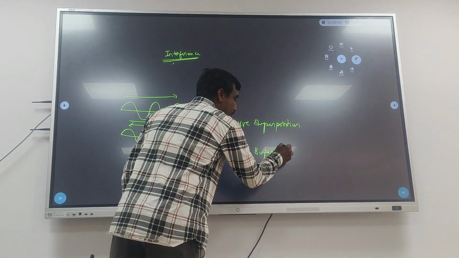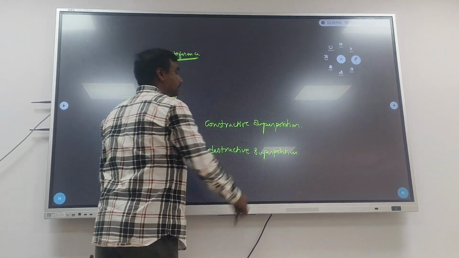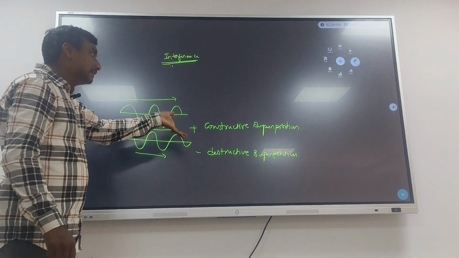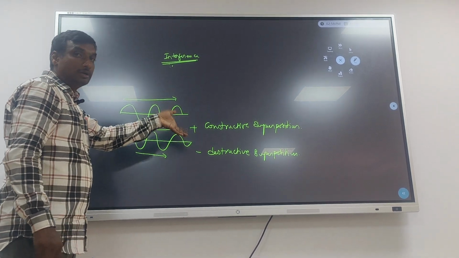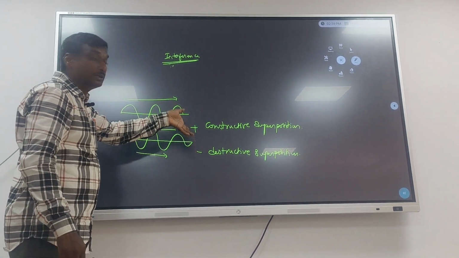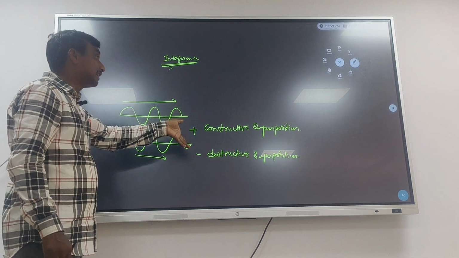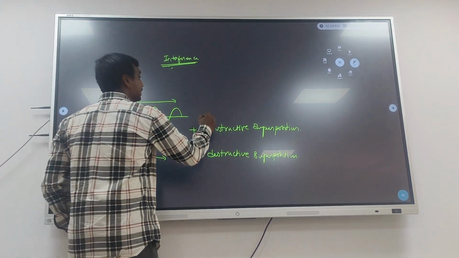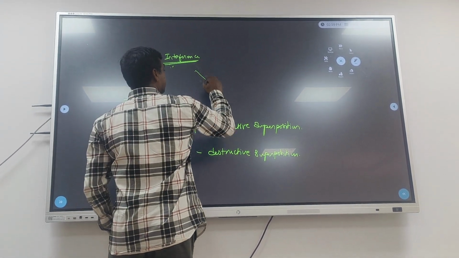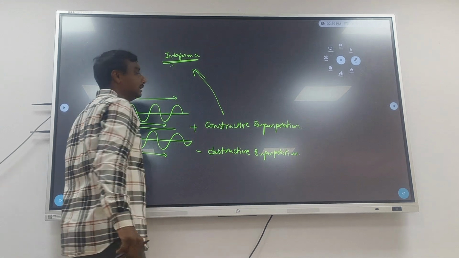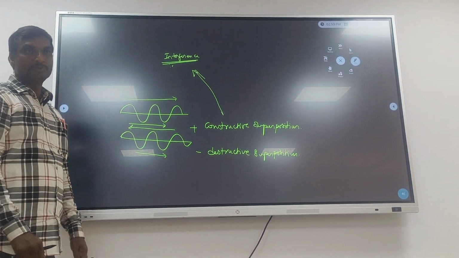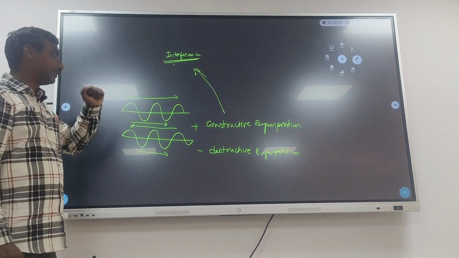Destructive superposition. So this change or the modification in the region of superposition is known as interference.